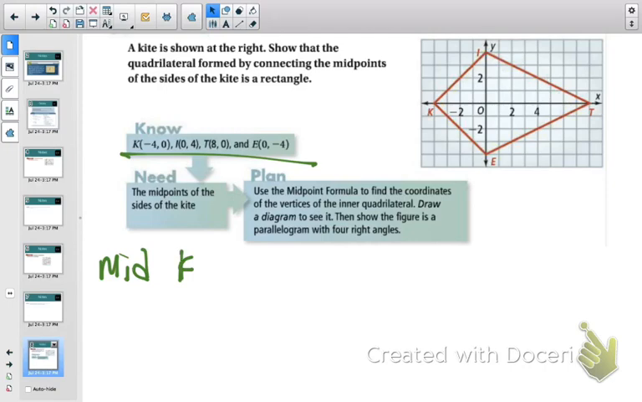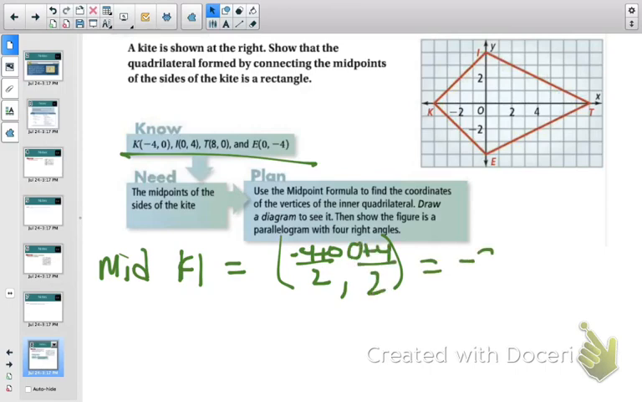So I'm going to do the average of the x's. So -4 and 0, so -4 plus 0 divided by 2. So that was the x's here and here. Then I'm going to do the average of the y's, 0 plus 4 divided by 2. So that just gives us -2, comma 2. So that's the midpoint of the segment KI. So that's that one right there.